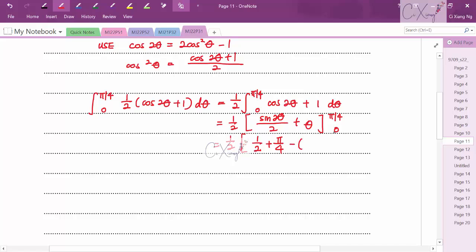Then minus, now I want to substitute 0 into the expression. If I substitute 0, I have 0 plus 0. So we can simplify it, multiply the half into the answer, and have 1 over 4 plus pi over 8. This is the exact answer for the integration for this part. Don't change it to a decimal number because the question requests the exact value.